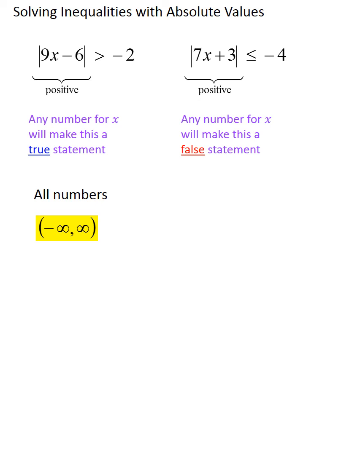And therefore, I can simply say that this inequality has no solution, and without any algebra at all, I'm done with this problem. That concludes the lesson.